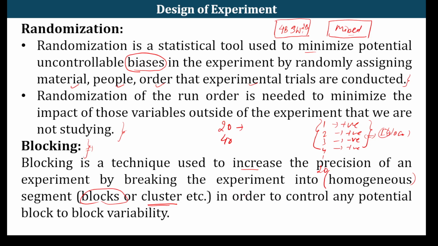So based upon that, we can do the clustering in order to control any potential block-to-block variability. If we go with individuals, maybe we will not be able to see the variability in our experiment, so we can club them in one place, cluster or classify them. One variable as one block, second variable as a second block, third variable as a third block. Then we do the experiment, so that our precision will be high.